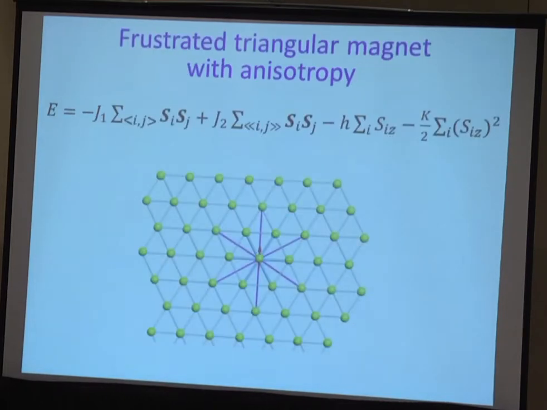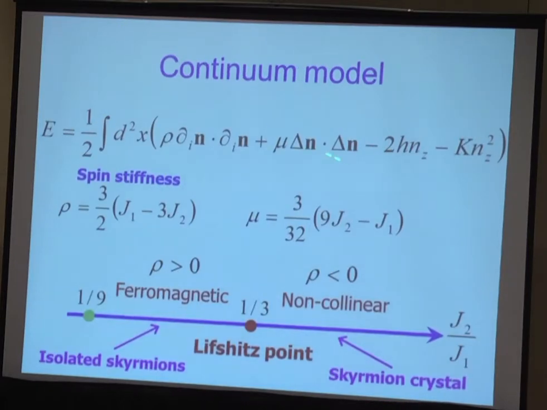So that model actually doesn't look like an original Skyrmion model at all: nearest neighbor ferromagnetic interaction, next nearest neighbor antiferromagnetic interaction. But if you write this exchange interaction in the long wave limit, so when the length of the modulation is much larger than the lattice constant, then you can expand it in powers of gradients. And the first term is just the exchange, so this rho is just the spin stiffness. In the case of just competing ferromagnetic and antiferromagnetic interaction, it is simply J1 minus 3 J2.